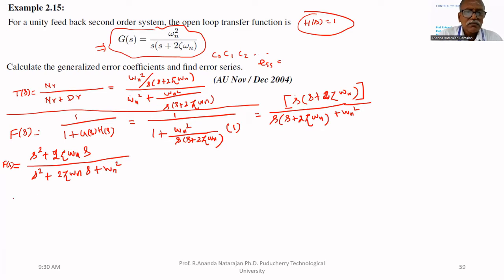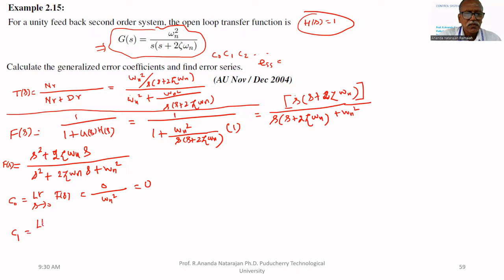C0 equals what? Find the generalized error coefficient. C0 equals limit S tends to 0 of F of S. If you substitute S as 0 in the numerator, the denominator is omega n square. That is equal to 0. C0 equals 0.